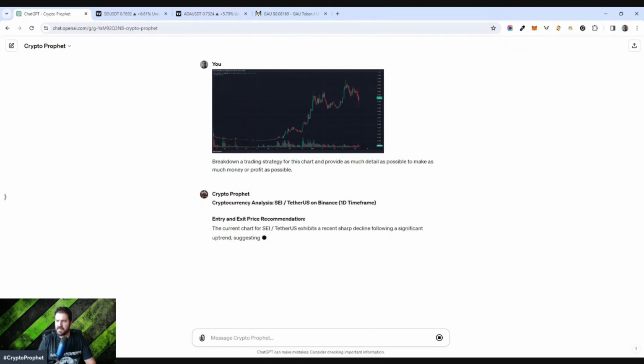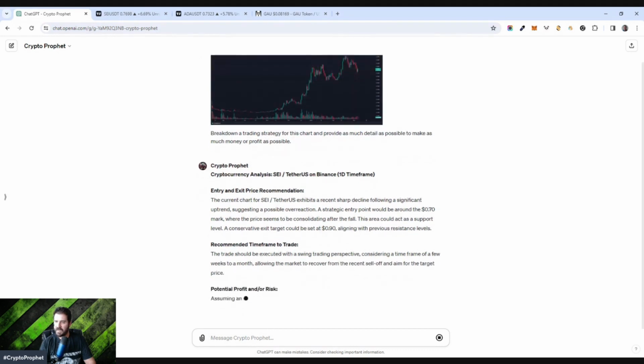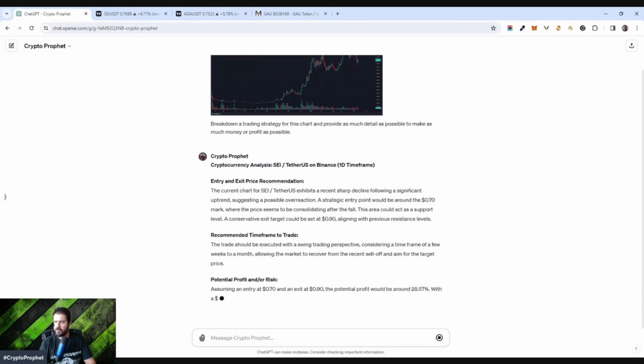It says cryptocurrency analysis, SEI Tether on Binance US, 1-day time frame. It starts to get into entry and exit price recommendations. The current chart for SEI Tether exhibits a recent sharp decline following a significant uptrend, suggesting possible overreaction. Strategic entry point would be around the 70 cents mark, where it seems to be consolidating after the fall. This area could act as a support level. A conservative target could be set at 90 cents, aligning with previous resistance levels.